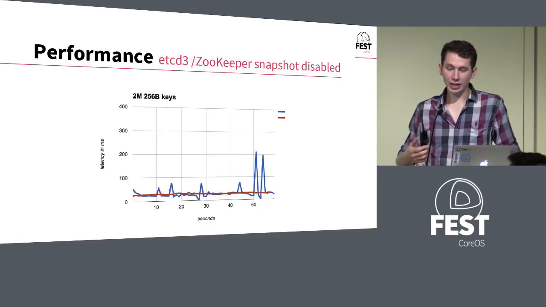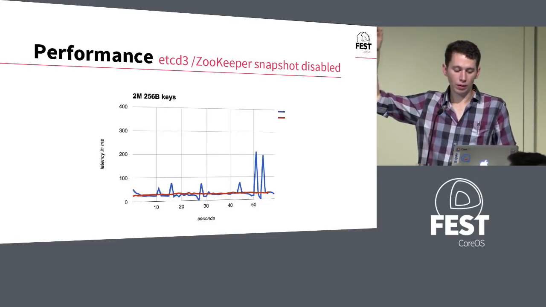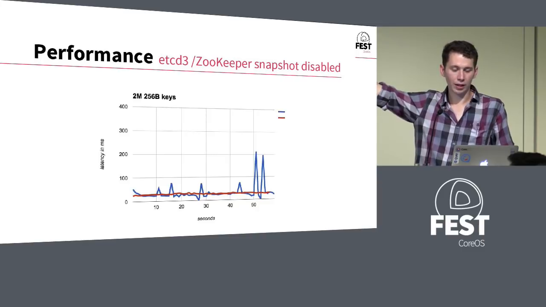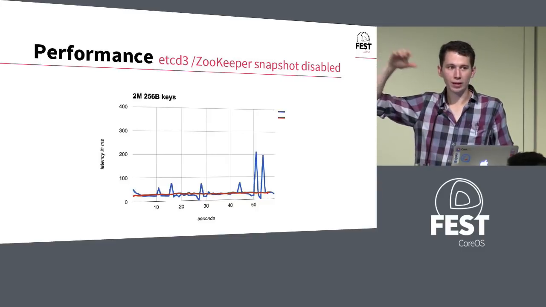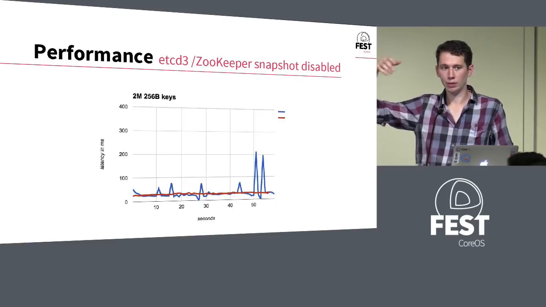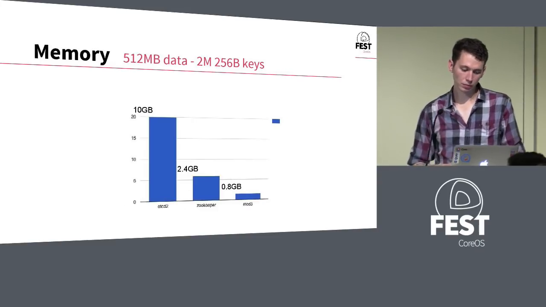And even better is the latency. etcd v3 has a completely flat latency line, because of how the storage engine is designed, we don't incur latency because of these GC pauses.